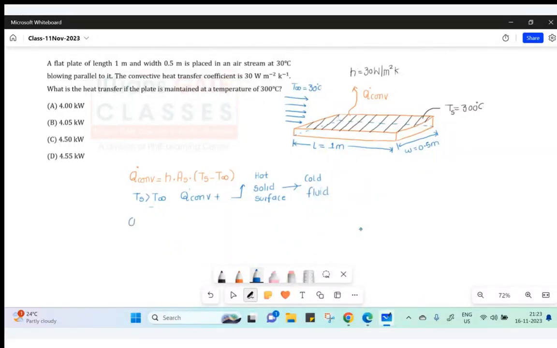Okay. So if you want to calculate Q dot convection, your h is 30, surface area, top surface area. How much is that? 1 into 0.5. Into surface temperature 300 minus free stream temperature 30. Let's calculate. What do we get as the answer? Yes, and you can convert it into kilowatt.